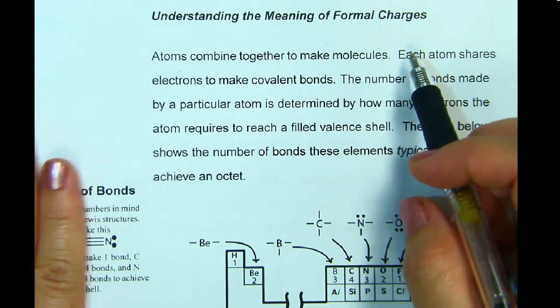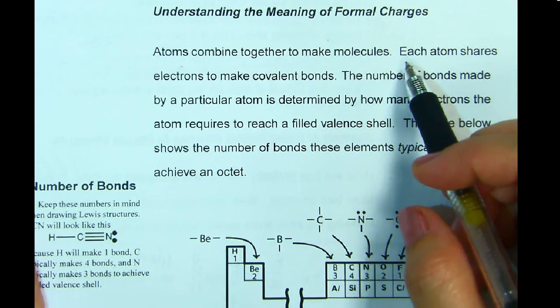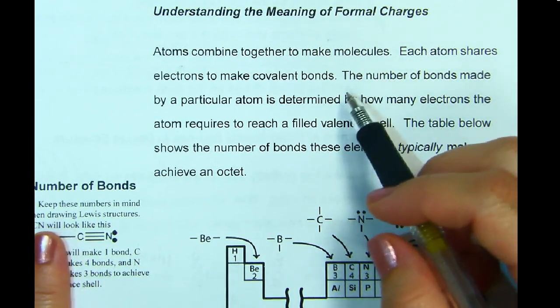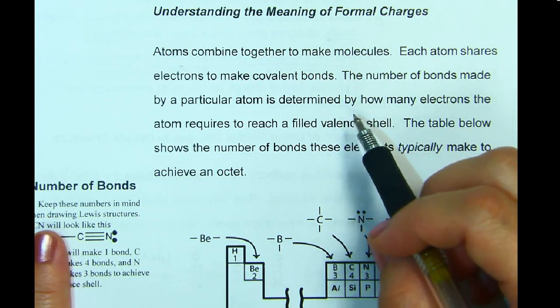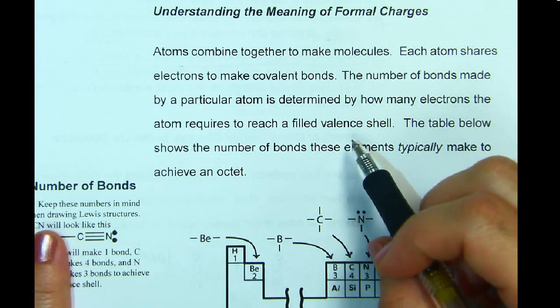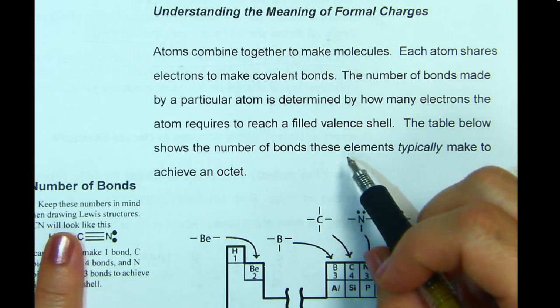Understanding the meaning of formal charges. Atoms combine together to make molecules. Each atom shares electrons to make covalent bonds. The number of bonds made by a particular atom is determined by how many electrons the atom requires to reach a filled valence shell.